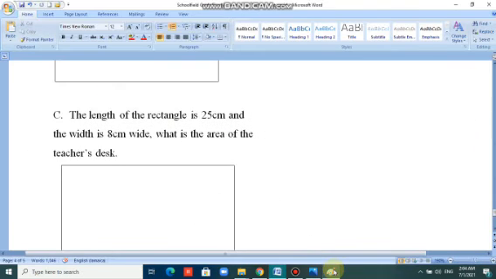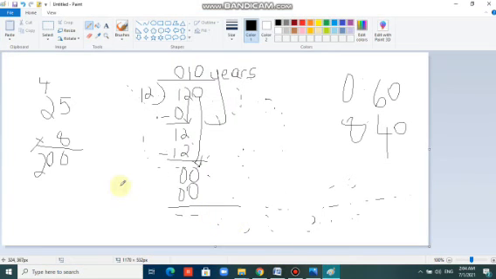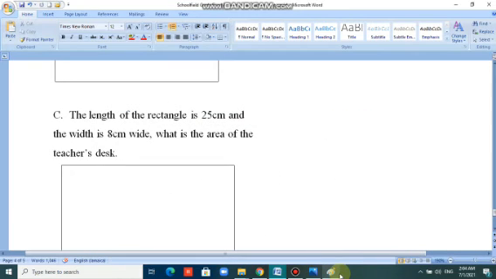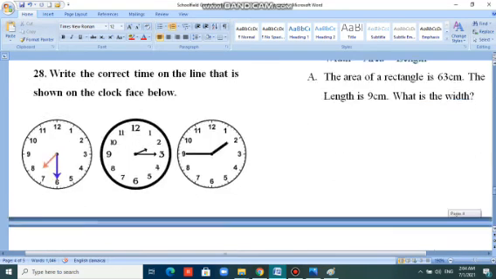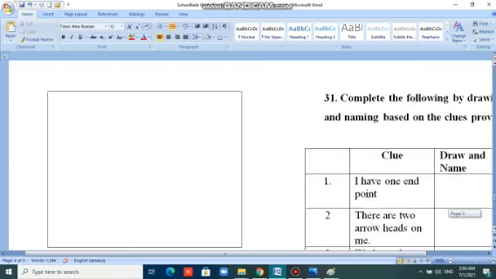Alright? So the answer is 200. 200 what? 200 centimeter. So the answer is 200 centimeter. Beautiful. Alright, so we're moving right along. We're doing well.